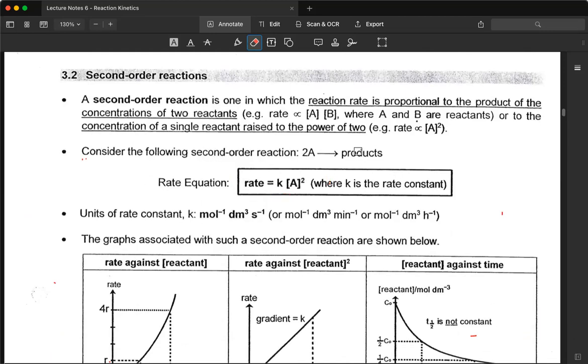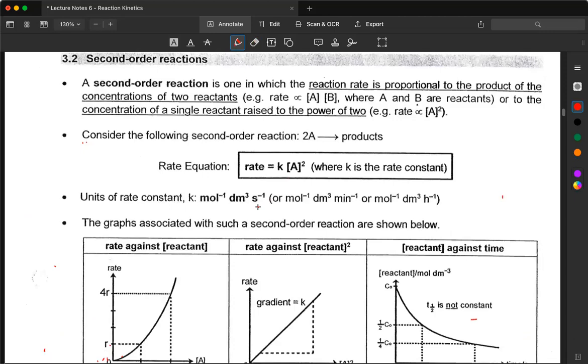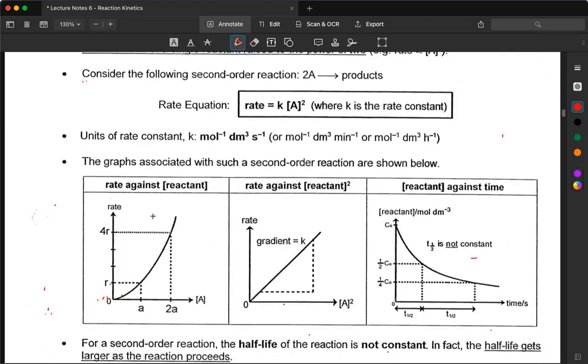Assuming we have these reactions where 2A becomes the product, the rate of reaction is equal to k times the concentration of A squared. And this is the units of the rate constant. So the graph associated is as follows. If that is the case, then as the concentration of A increases, the rate should increase at an increasing rate.